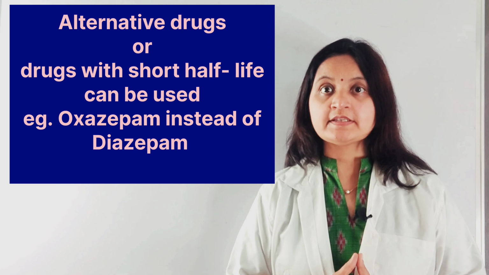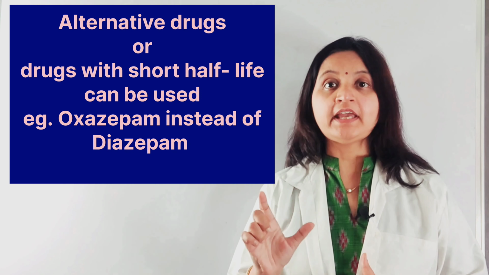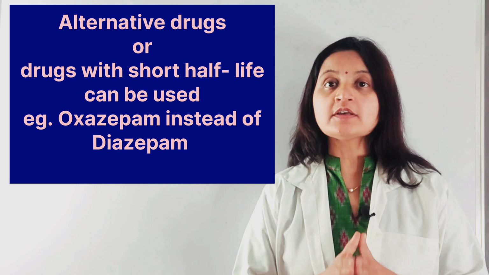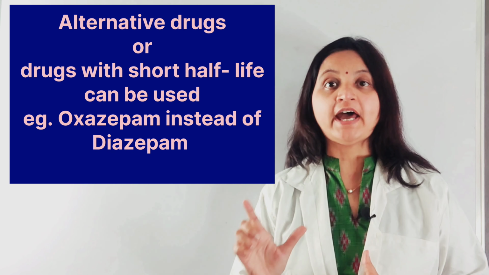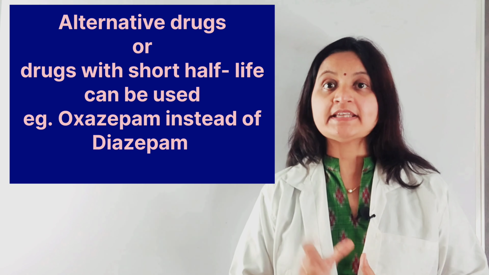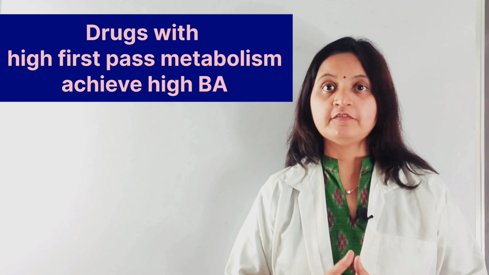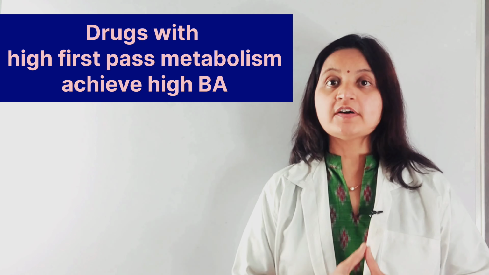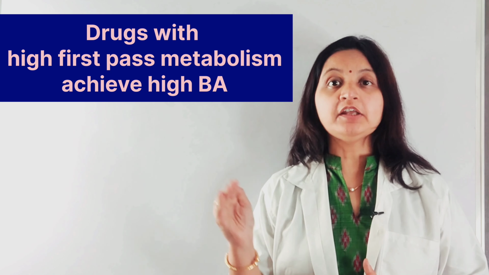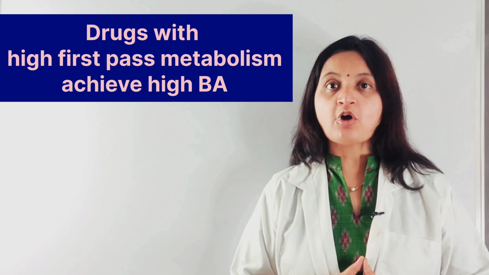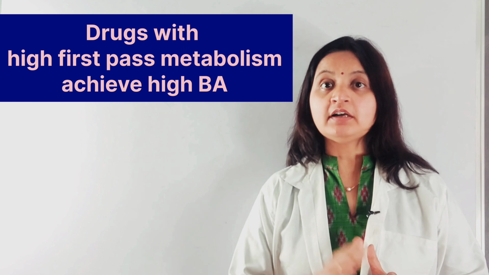Alternative drugs can be used that are not dependent on the liver for metabolism, or drugs with a shorter T-half can be used. For example, oxazepam can be used in place of diazepam because oxazepam is an active metabolite of diazepam and also it has a shorter T-half. Secondly, drugs that have high first-pass metabolism achieve higher bioavailability. This is because of liver dysfunction, so the drug directly reaches the systemic circulation leading to higher bioavailability and this in turn requires dose reduction.